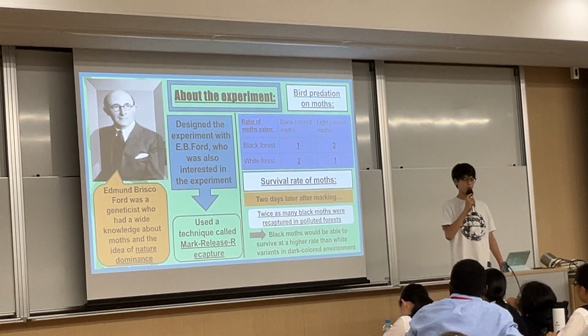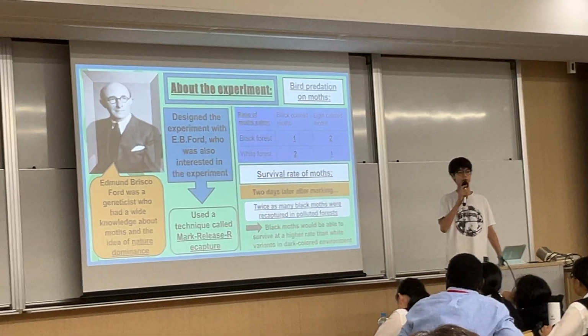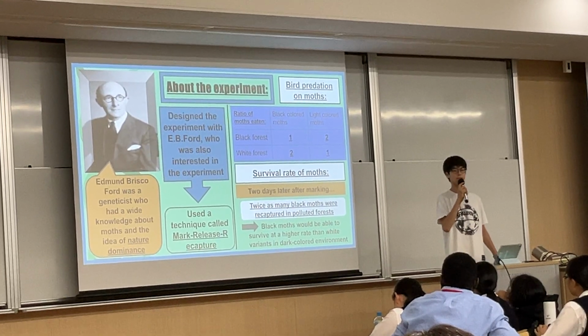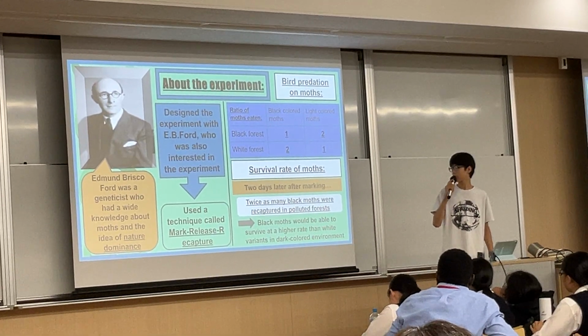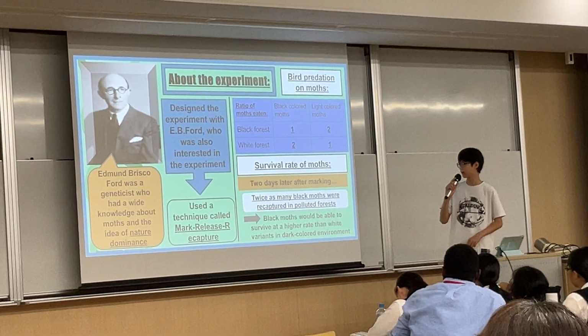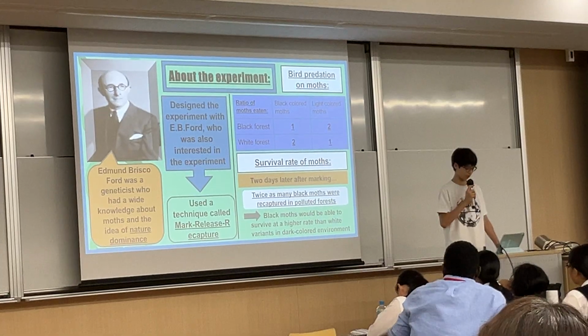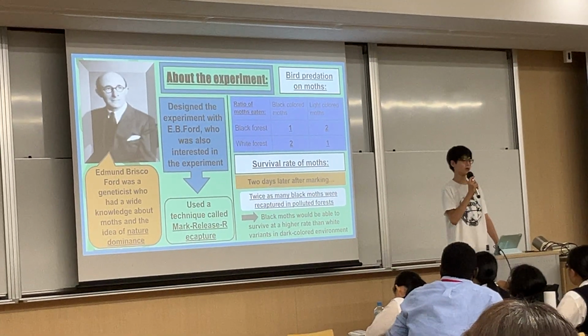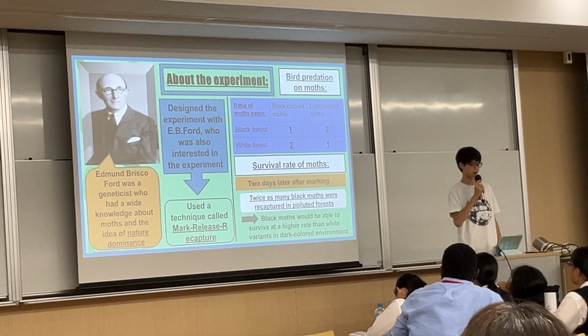He also tested the survival rate of moths, and after marking each type of moth, 2 days later, twice as many black moths were captured in polluted forests, showing that black moths would be able to survive at a higher rate than white moths in dark-colored environments.